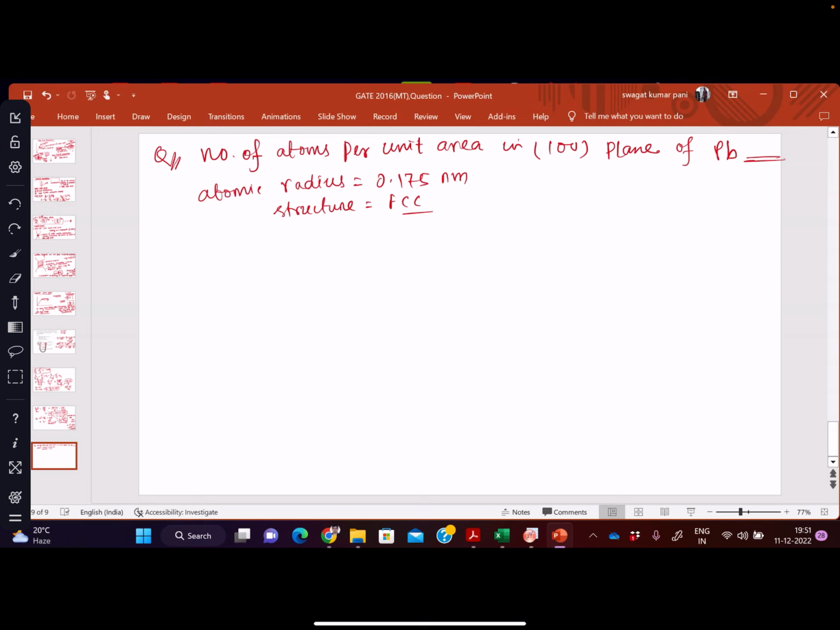Okay, so do you know how to calculate this? Number of atoms per unit area in 100 plane of lead. The atomic radius is given 0.175 mm and the structure is FCC. Yes, sir, like we need to calculate the contribution of atoms in that area divided by the area of that plane.